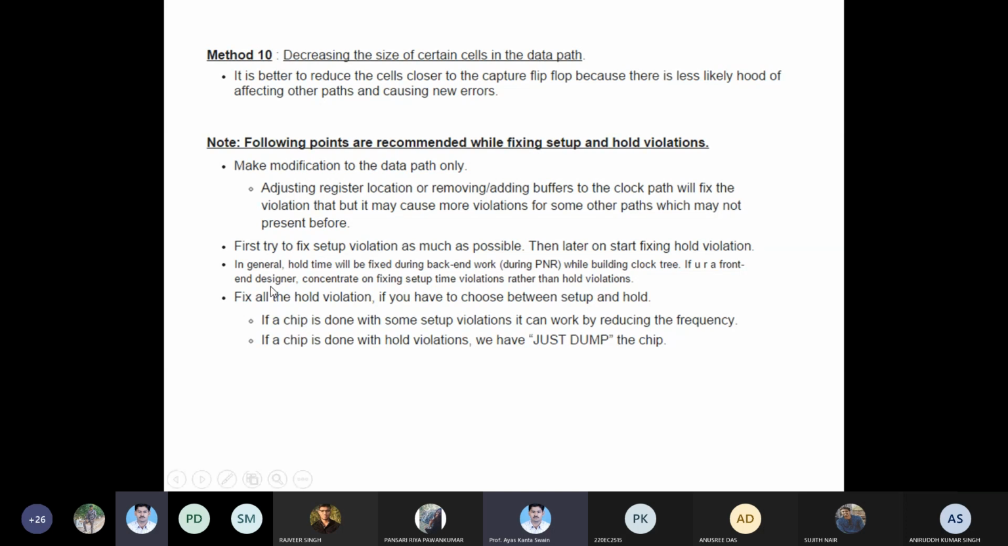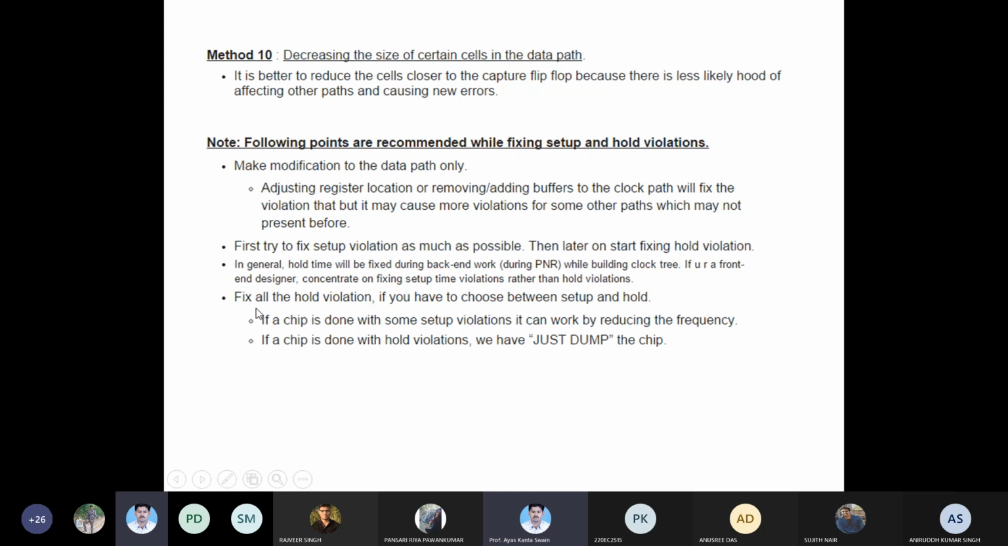So that's why it is written here. In general, hold time will be fixed during the back end, during PNR, place and routing, while building the clock tree. Generally a clock tree is built in the place and route phase, and when the clock tree is built, then hold violation is checked. So if you are a front-end designer, concentrate on fixing setup time violation rather than hold violation. But remember, both violations have to be fixed.